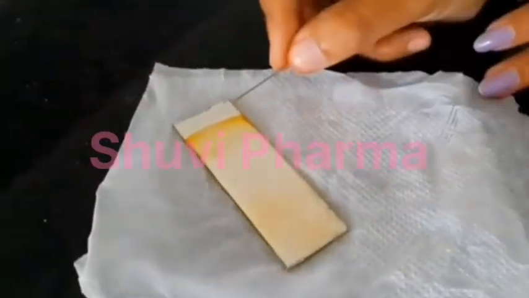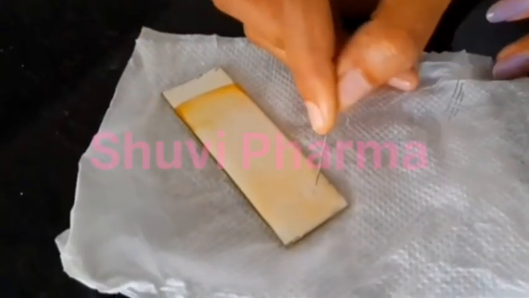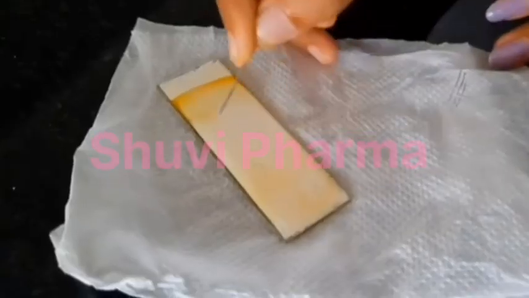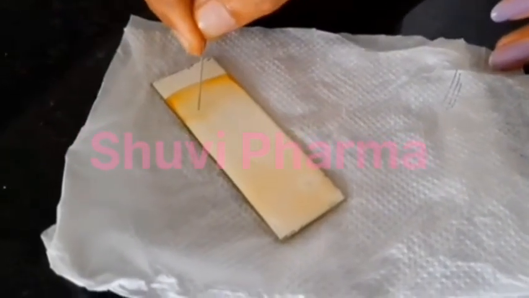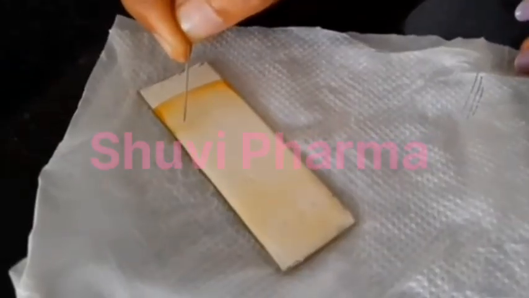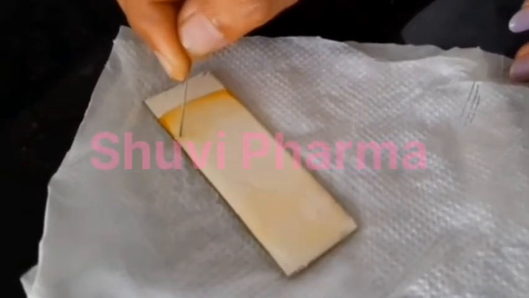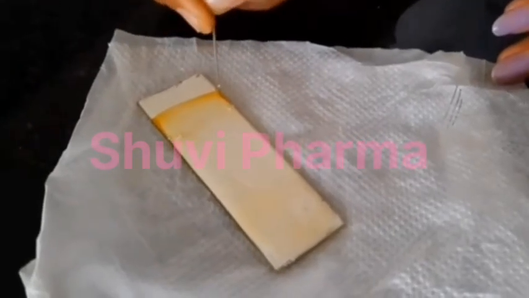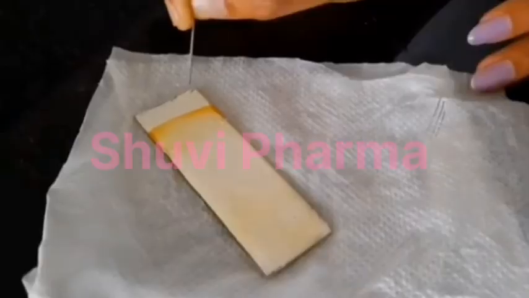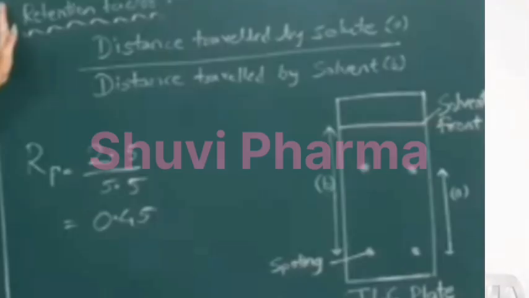Now the plate has been removed from the iodine chamber, and this is the solvent front. Here the sample was spotted and the solvent has been drawn up to this point. So this is the solvent front, and here the spots are visible. We will mark this to calculate the retention factor. Now we will see the calculation of the retention factor.